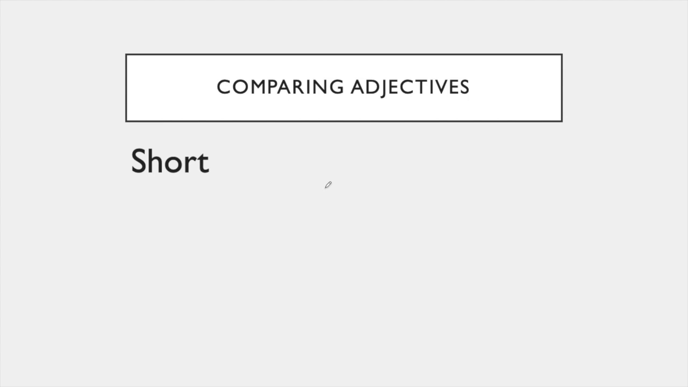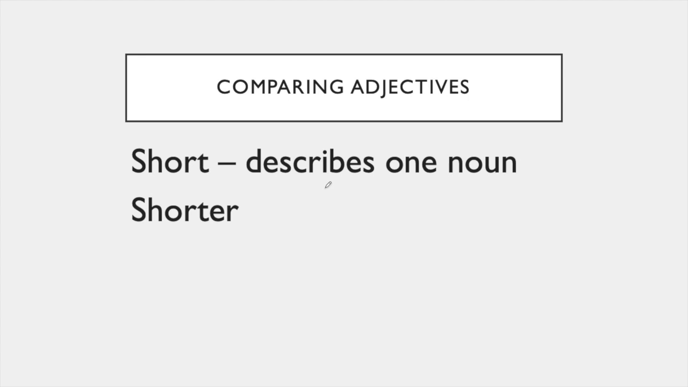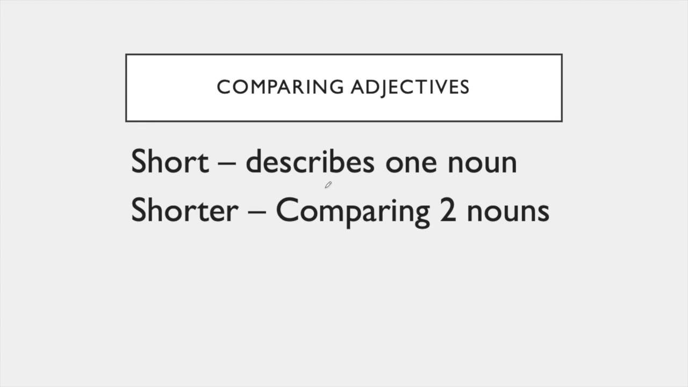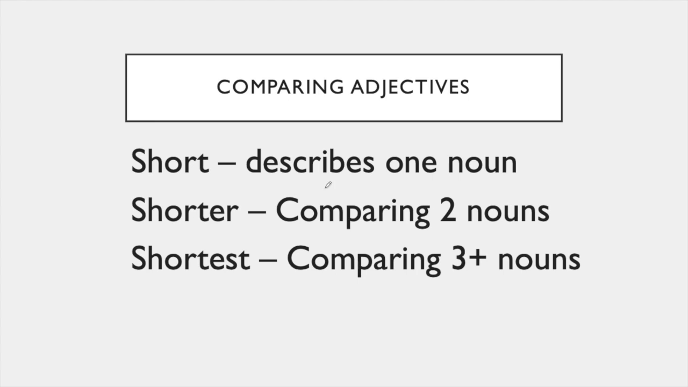We are going to start today by talking about adjectives. Here I have the adjective short. We would use short when we are describing one noun. We would use the word shorter when we are describing two nouns. And we would use the word shortest when we are comparing three or more nouns. So short is our base word, adjective. When we are comparing two nouns, we add er to the end. And when we are comparing three or more nouns, we add est to the end to compare them.